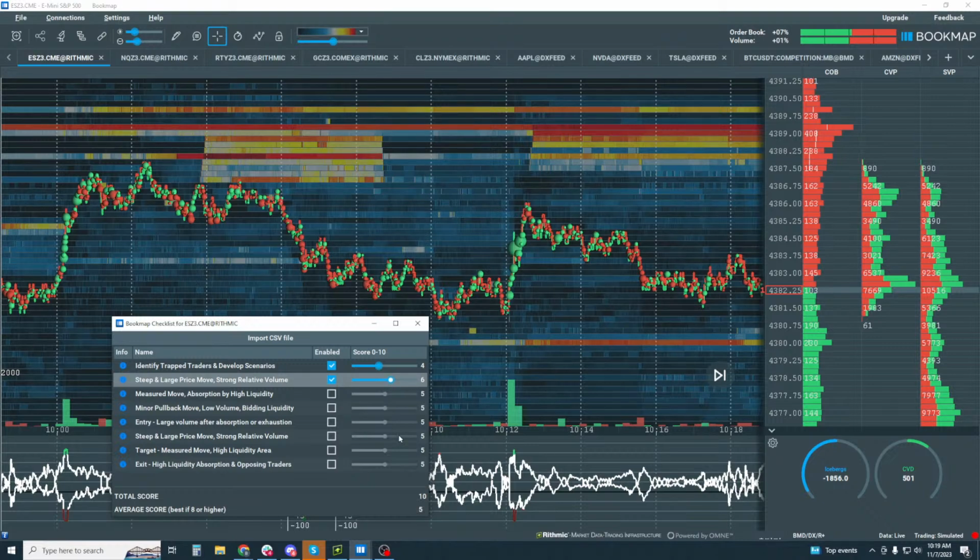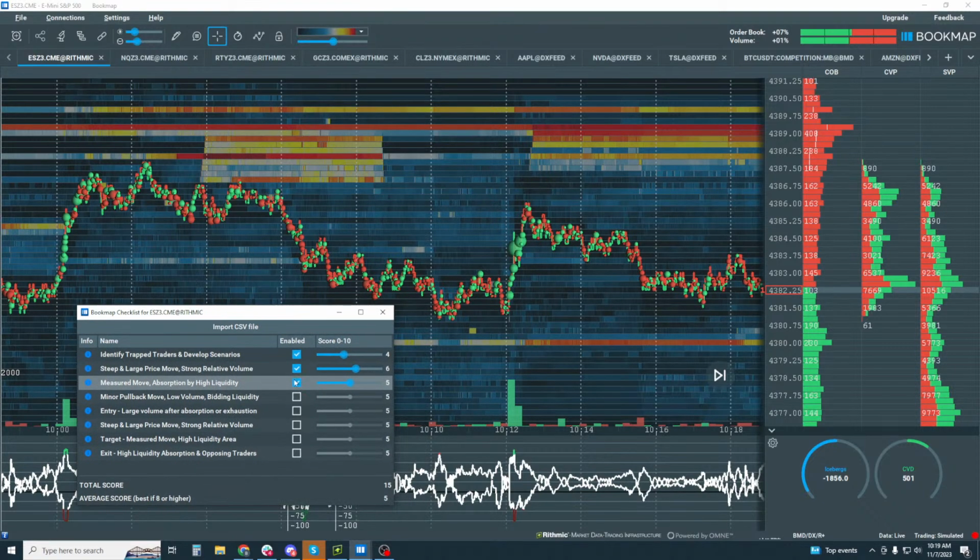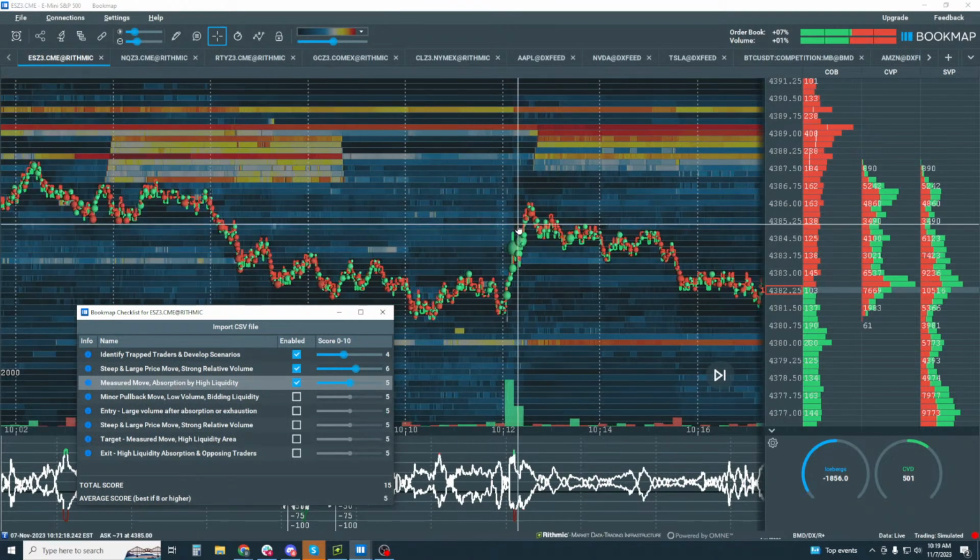Something like that, 5 or 6, something like this. Measured moves, let's go over this one as well. Okay, a measured move and absorption by high liquidity. Well, we looked at it, now we're going to grade it. Do we have it or do we not?